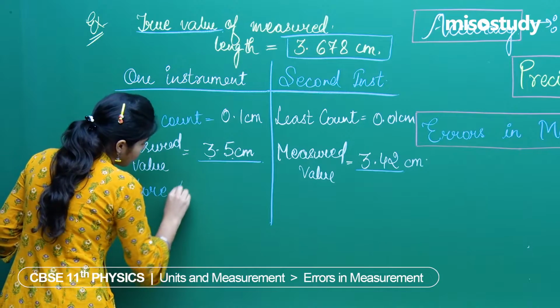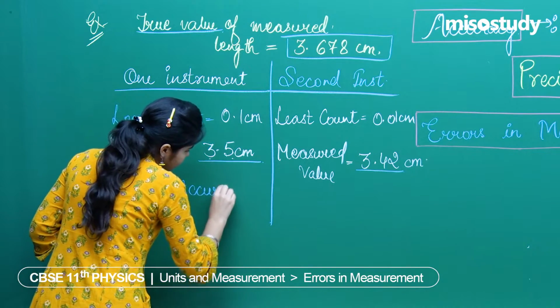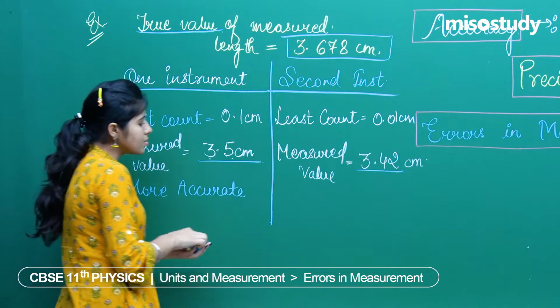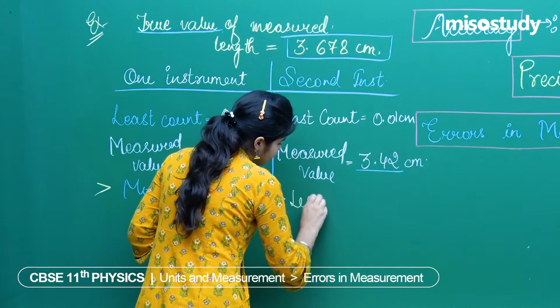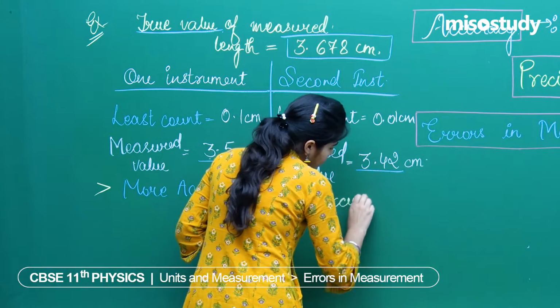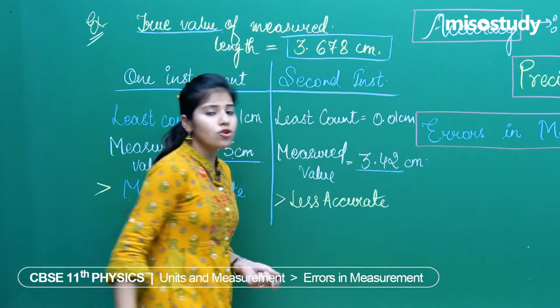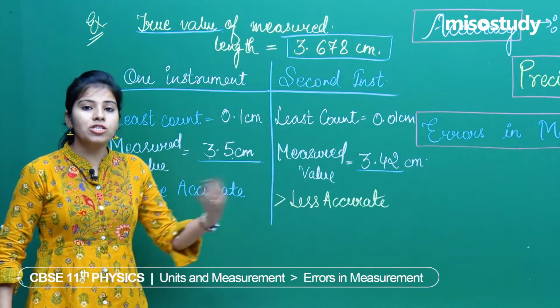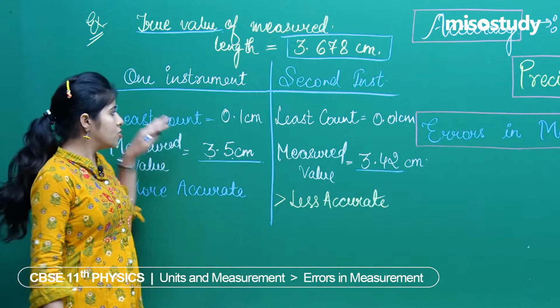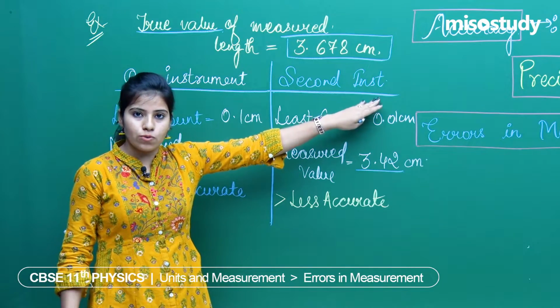This is more accurate and this is less accurate. But if I talk about the precision, which is the more precise instrument? Instrument 1 or instrument 2?